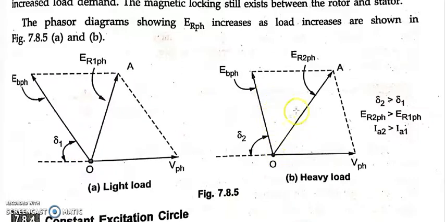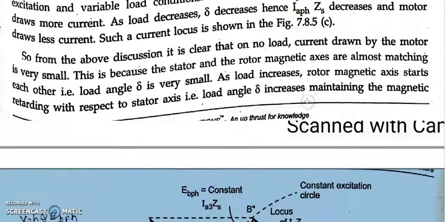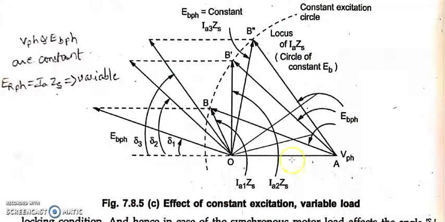So what happens now? Again ER2 phase will increase in this length. Okay, so again what can I conclude here? ER2 phase is greater than ER1 phase. Similarly IA2 is also greater than IA1, because for the second scenario we have the heavy load condition. Now we shall jump to the constant excitation circle. Okay, constant excitation circle.